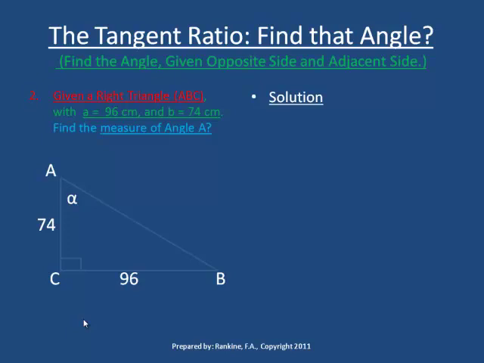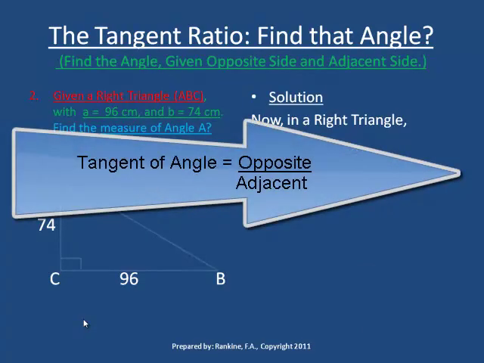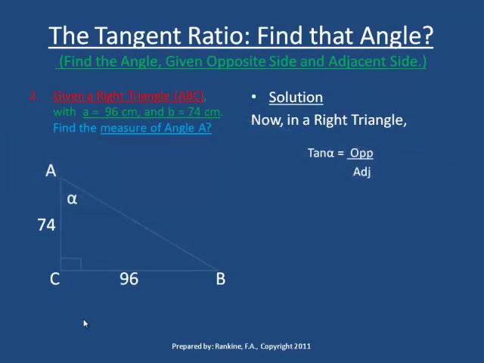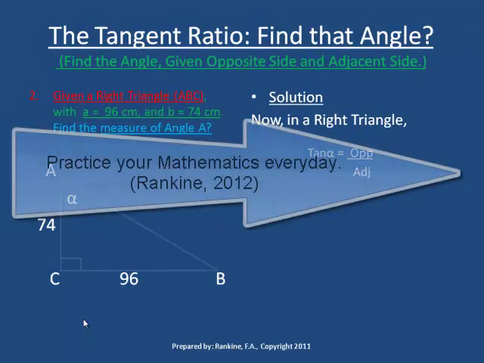You need to find angle A, knowing opposite and adjacent. What are you going to do? You're going to use the tangent ratio. Remember, tangent is equal to opposite divided by adjacent. This is where the learning takes place, right here. It doesn't matter if somebody tells you what to do or you watch somebody doing it. You have to do it for yourself. This is what is important. I want you to understand this. It's only through practice that you're going to master the mathematics.